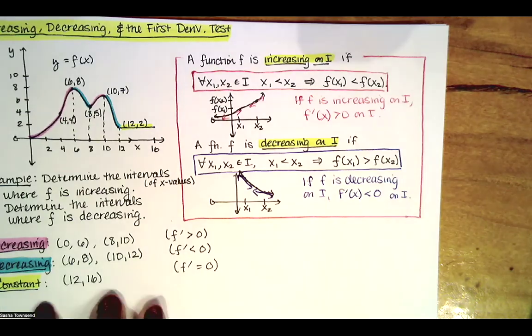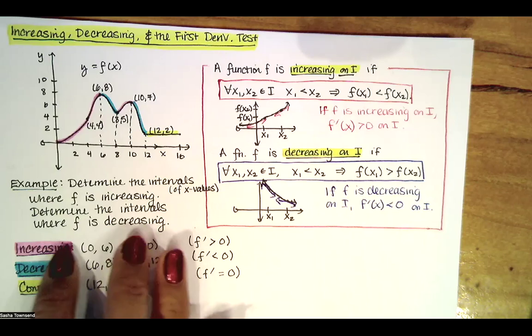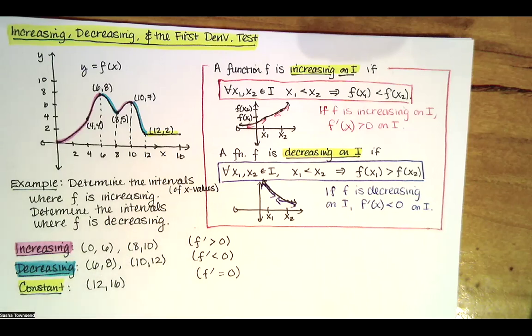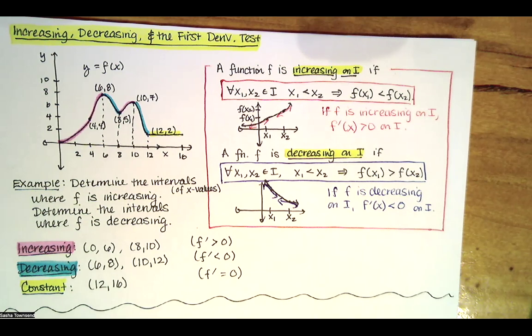Okay, so understanding this concept, this relationship between the derivatives and the intervals where the function is increasing, decreasing, or constant, allows us to graph functions even when we don't know what the function looks like. So we'll do a couple of examples.